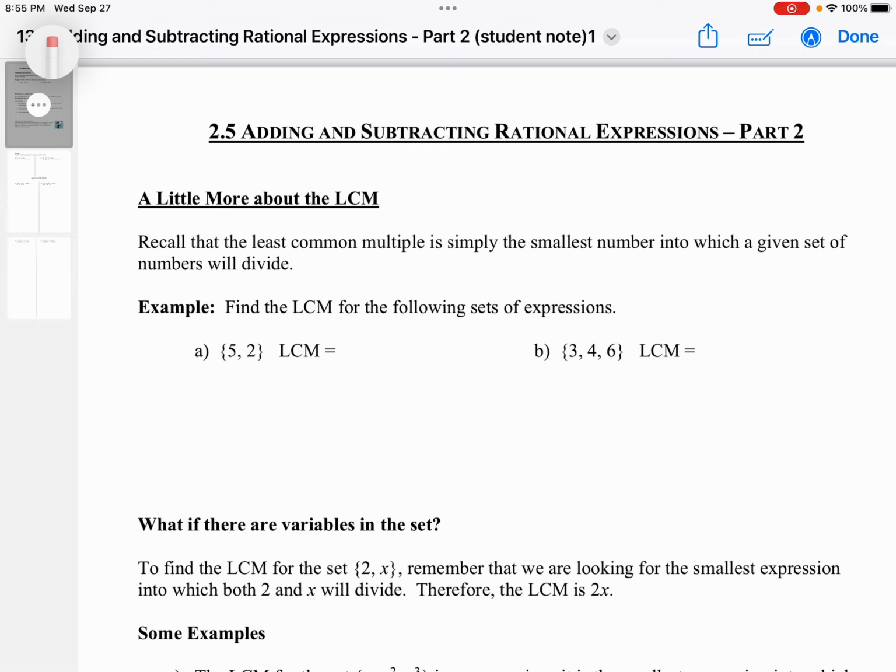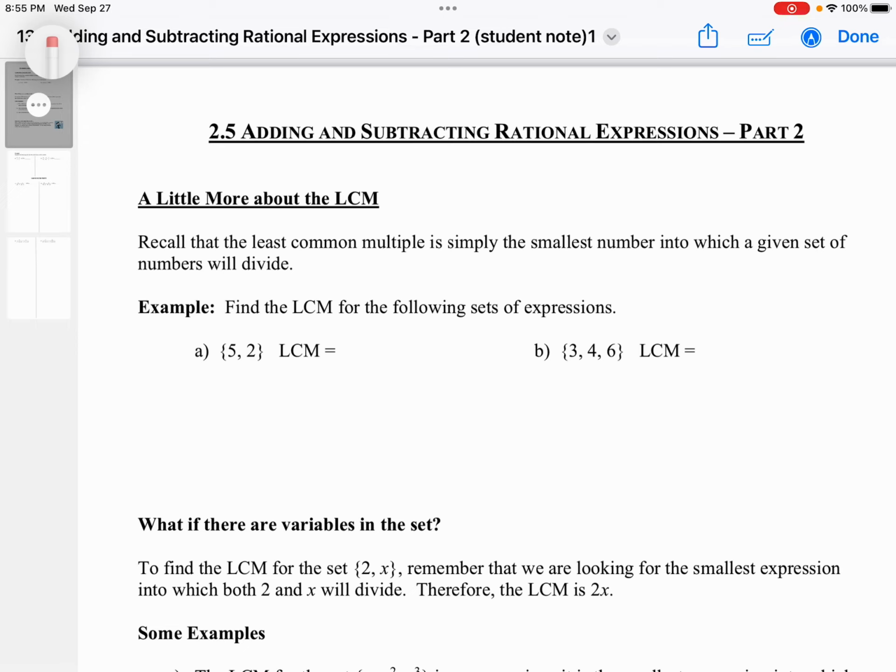Remember that the least common multiple is simply the smallest number into which a given set of numbers will divide. What we mean by that is we don't want to just take the biggest denominator out there. It's going to make the numbers very big, which didn't seem that dangerous yesterday. It seemed like, well, okay, if the numbers are a little bigger, what's the problem? I can handle it, and I can just reduce the fraction at the end.